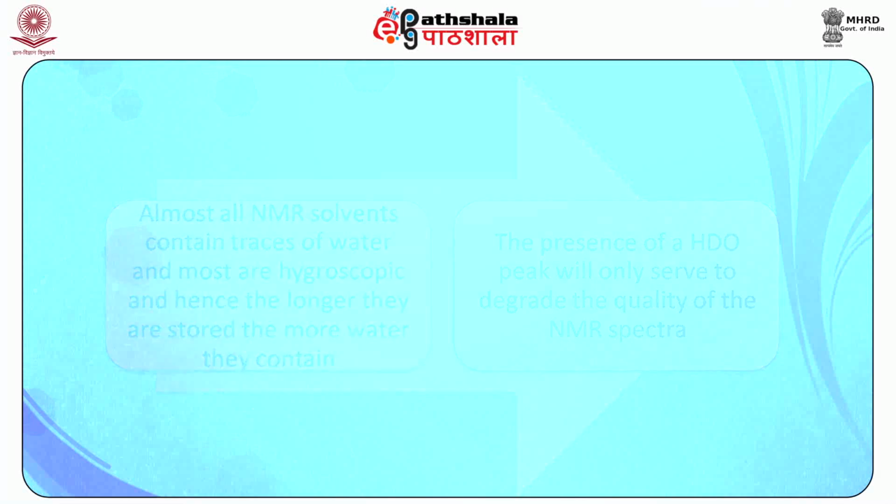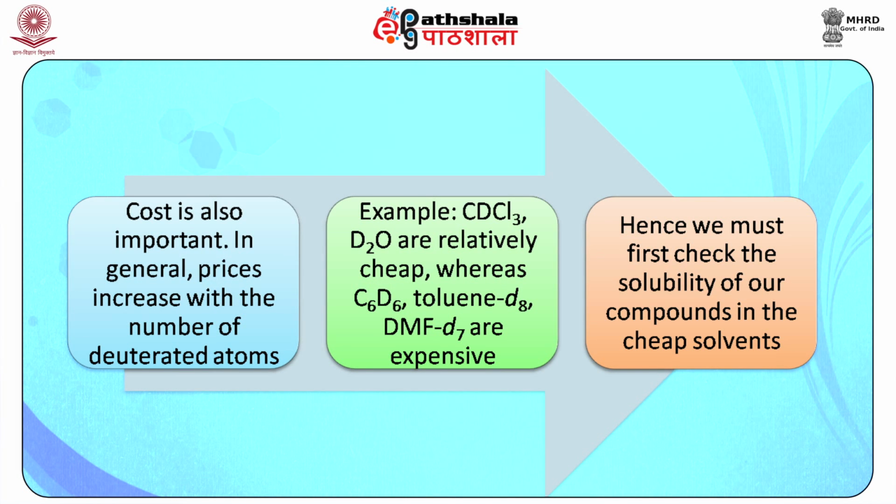The fifth in this factor would be the cost factor. Cost is also an important factor. In general, students, prices increase with the number of deuterated atoms in a solvent. For example, CDCl3 and D2O are relatively cheap, whereas deuterated benzene and toluene, which contain 8 deuterated atoms, and DMF, which contains 7 deuterated atoms, are expensive. Hence, we must first check the solubility of our compound in cheaper solvents and then look for the expensive ones.